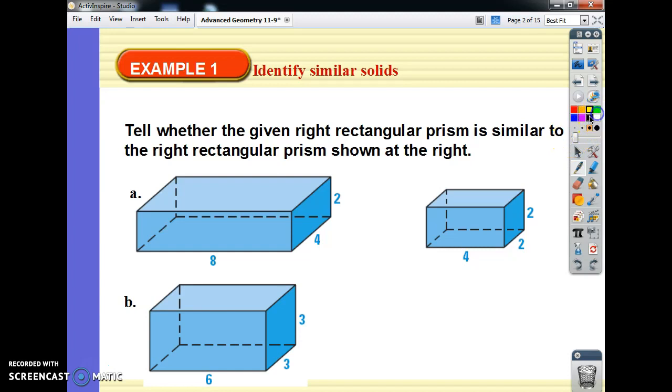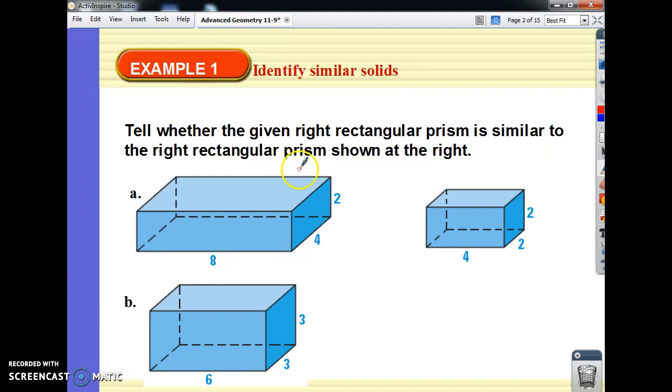Alright, so given these rectangular prisms, tell whether the given rectangular prism is similar to the right rectangular prism shown at the right. So we're using this one, and we're seeing if these two are similar to this given prism.